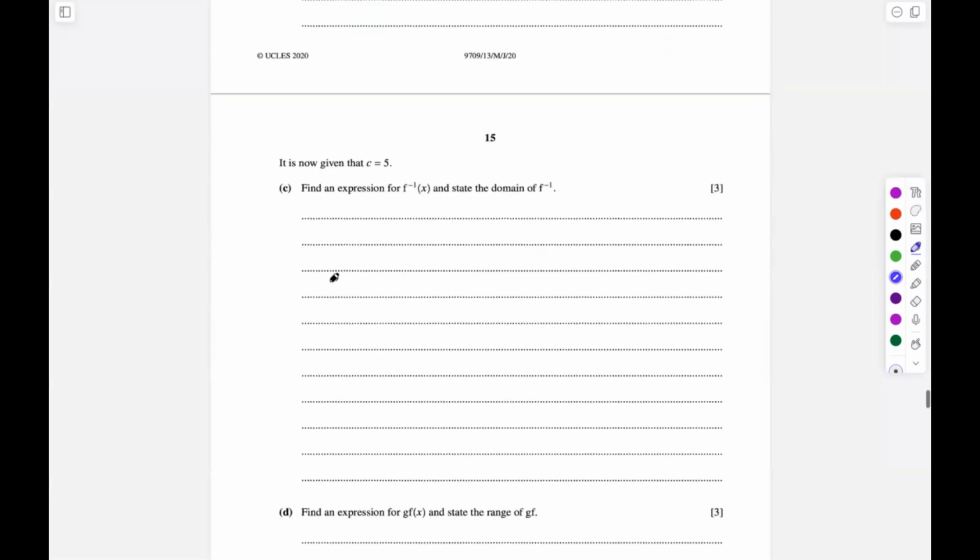In part C, it says that it is now given that c equals 5. Find an expression for f inverse and state the domain of f inverse. To find an expression for f inverse, we have to first convert our function into the complete square form, which we already did in part A. That was (x minus 2) whole squared minus 1.